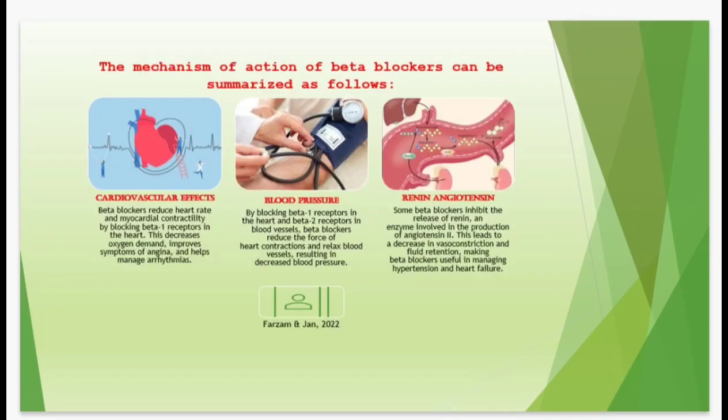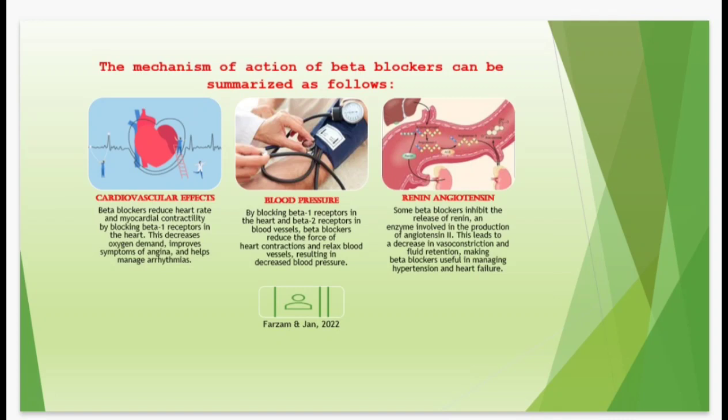The mechanism of action of beta blockers can be summarized as follows. First is cardiovascular effects. Beta blockers reduce heart rate and myocardial contractility by blocking beta 1 receptors in the heart. This decreases oxygen demand, improves symptoms of angina, and helps manage arrhythmias.